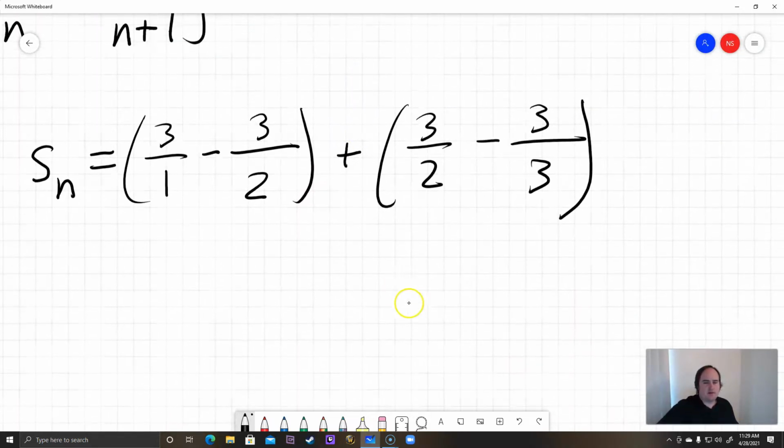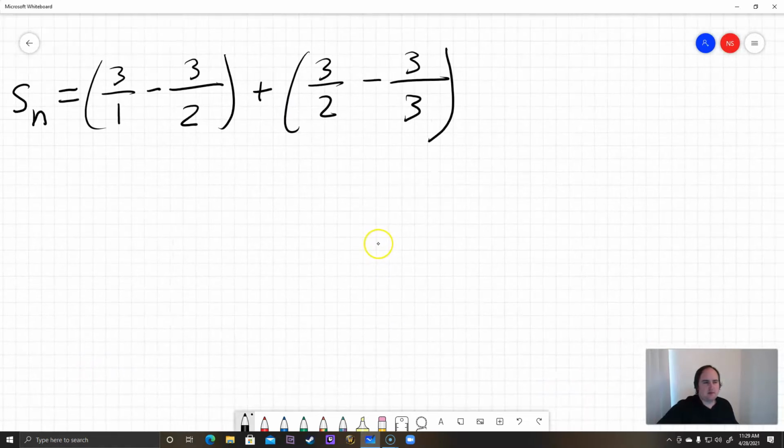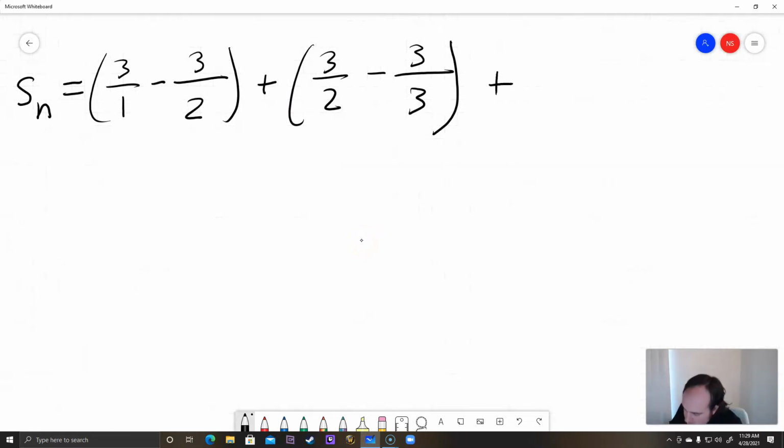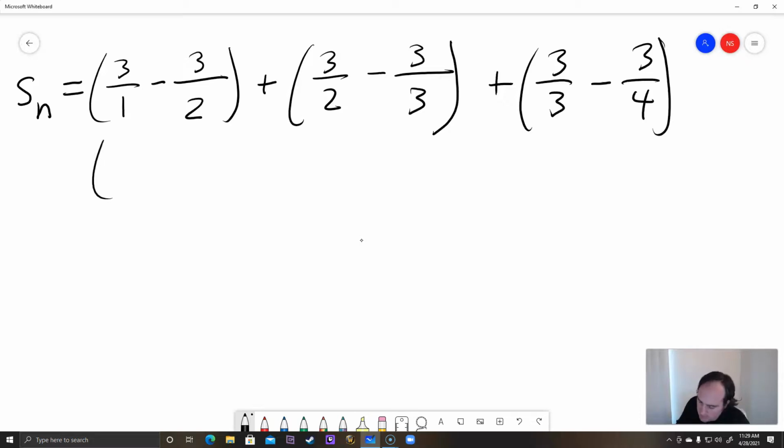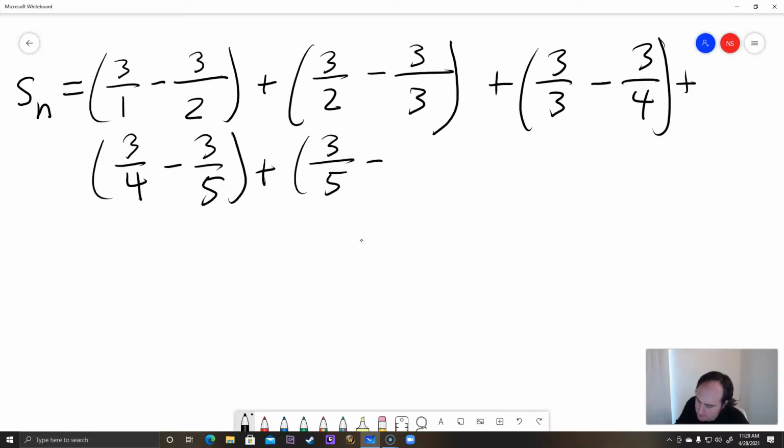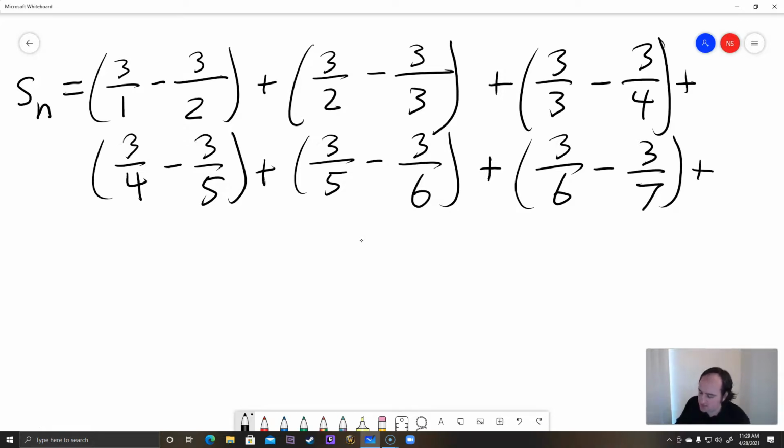And hopefully by now we're starting to see the pattern. So let me zoom out a little bit. So the next one's going to be 3 over 3 minus 3 over 4. Okay, and then we're going to have 3 over 4 minus 3 over 5 plus 3 over 5 minus 3 over 6 plus 3 over 6 minus 3 over 7. And I'm only going to write this many for the first problem. And then I'm going to write plus dot dot dot.